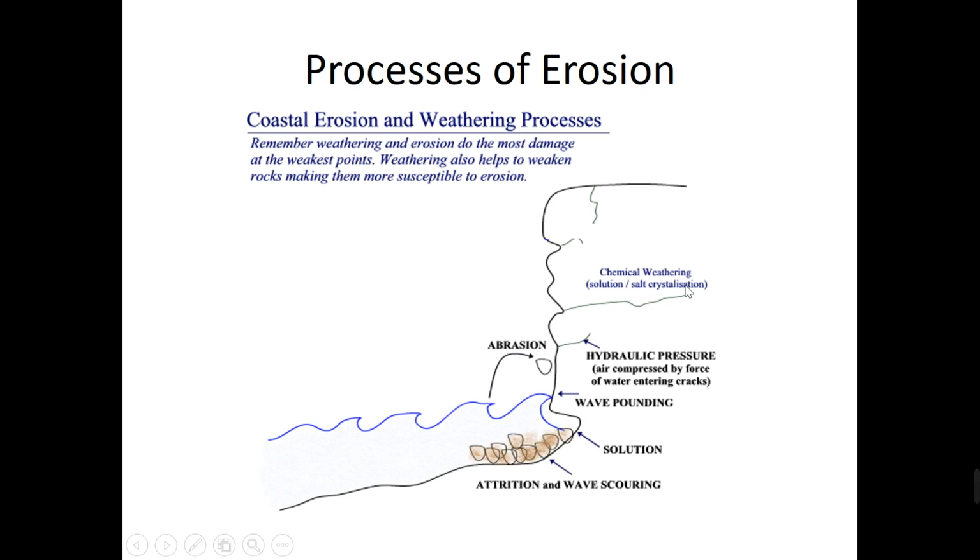Salt crystallization is here, and that's there because cliffs can also be weathered, note weathered, not eroded, by salt crystallization, although it shouldn't be under the heading of chemical weathering. It's actually mechanical weathering, but you all know that already.